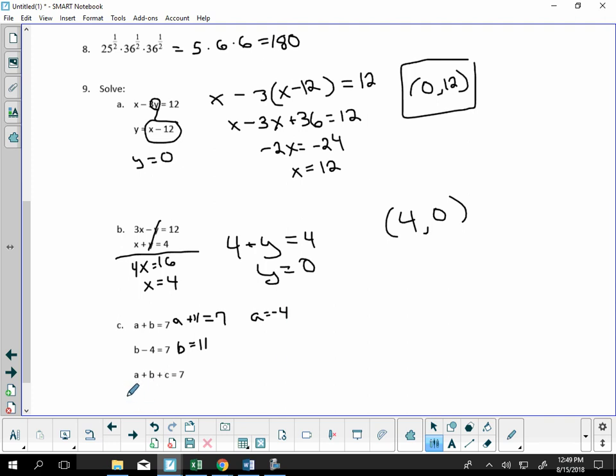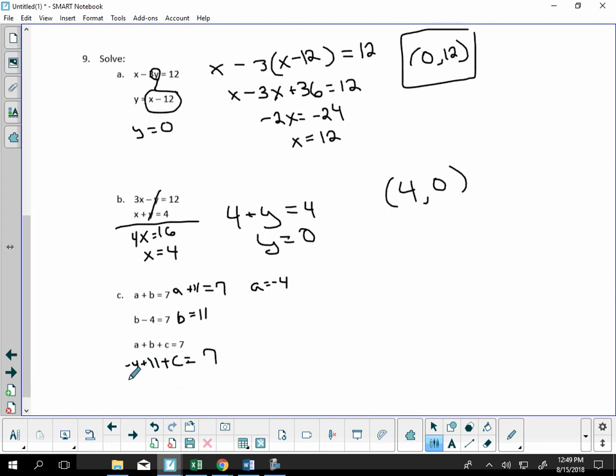Now I've got 2 things. I got -4 plus 11 plus C equals 7. So then you combine your like terms and you get 7 plus C equals 7, or C equals 0. Now you're going to go ahead and write those in ordered pairs, or I'm sorry, in an ordered triple. -4, 11, 0. Circle that.